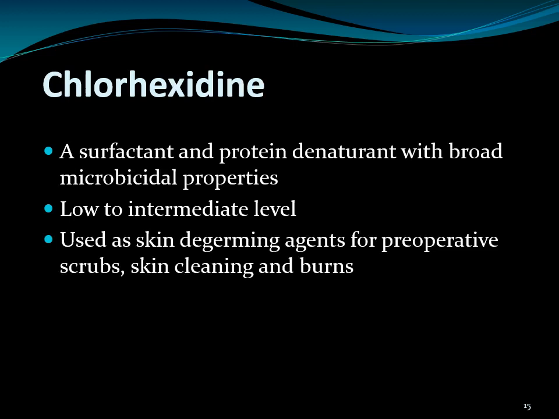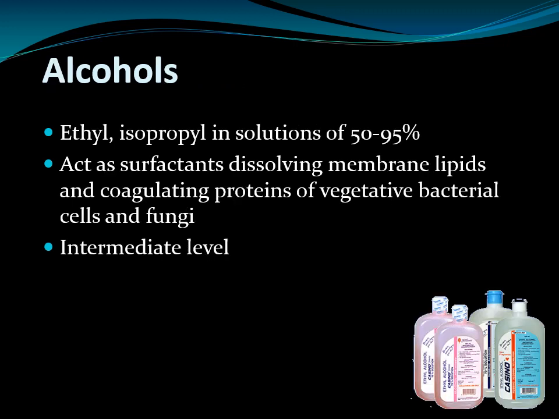Chlorhexidine, very important, this mouth gargle. It is a surfactant and protein denaturant with broad microbicidal property, low to intermediate level, and it is also used for skin cleaning and burns. Then alcohol, most commonly ethyl alcohol and isopropyl alcohol in a range of 50 to 95%. It acts as a surfactant, dissolving the membrane lipids and coagulating the proteins of vegetative bacterial cells and fungi.